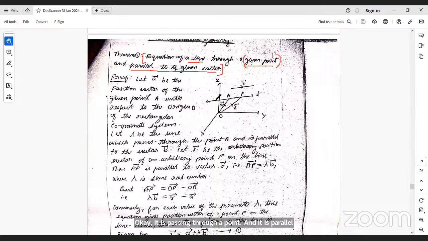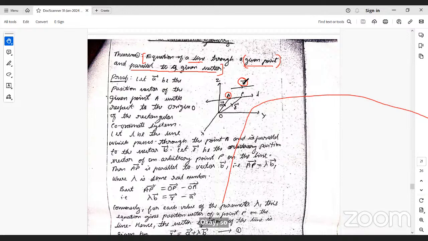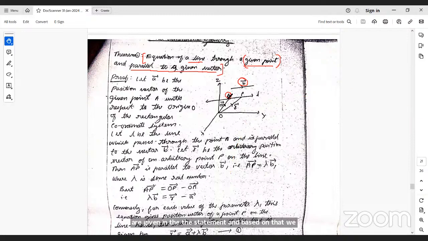So now see here in the figure, we have considered the line L. We have considered the line L. And this line L, I'll consider it is passing through the point A, and it is parallel to the vector B. So in the figure, the two things given in the statement, based on that we have considered the figure. We have considered A and we have considered B.